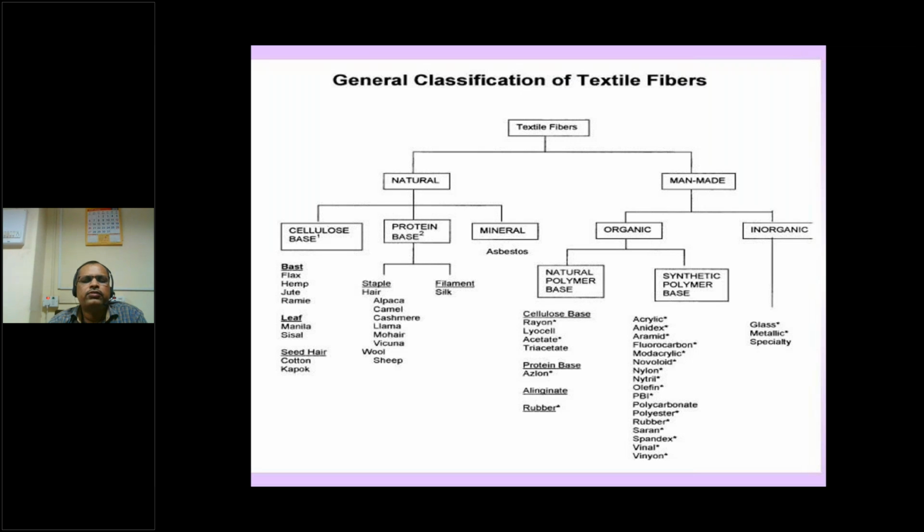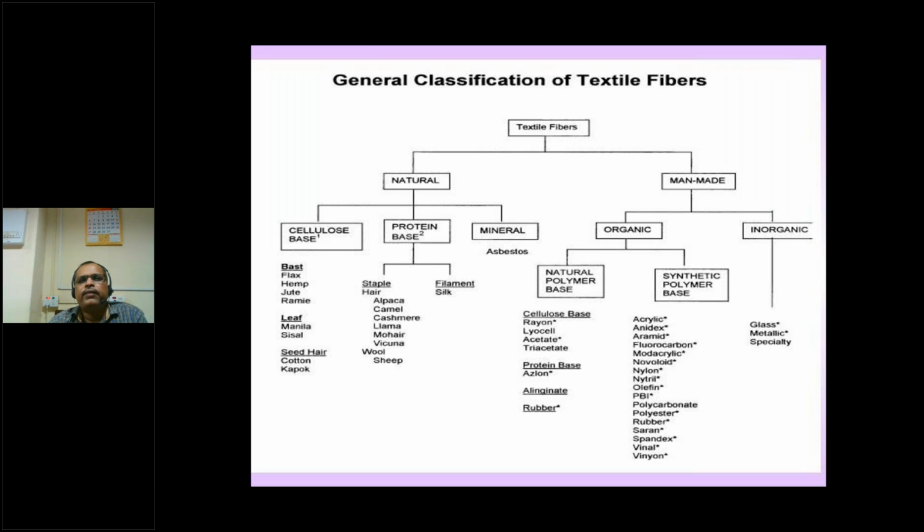And protein is an animal fiber. Its chemical composition is proteins. Different proteins are there, so the staple ones may be camel, cashmere, lamb, mohair. Wool is the staple protein fiber, and sheep wool is there, and the filament protein fiber is silk. Silk is made up of two proteins, fibroin and sericin, secreted from the silkworm, and the mineral fiber is asbestos, which we get from the mines.